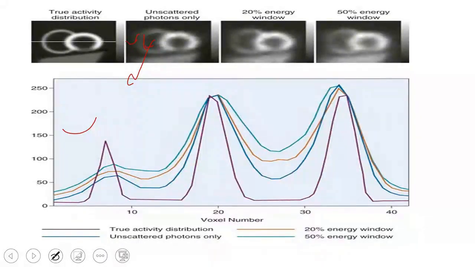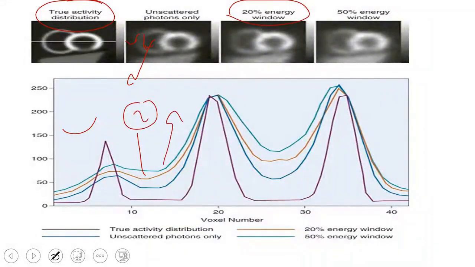However, the drop in the cavity will not be the same as the drop in the true activity distribution, because you have scatter photons. In the 20%, you will find the same situation. Here is the 20%, and here is the 50%. Thus, the increase in the window has increased the scatter photons, and the scatter photons have reduced the contrast of the image.